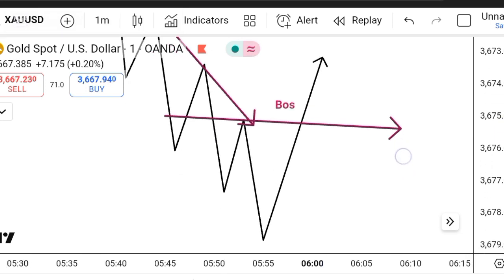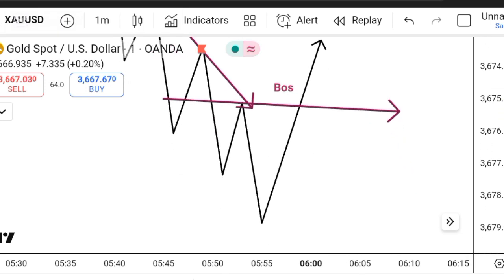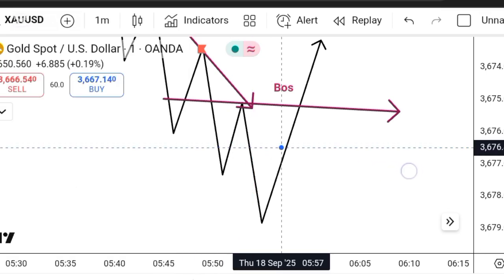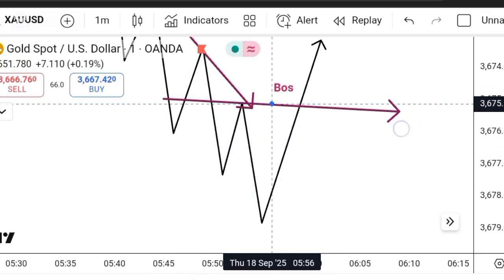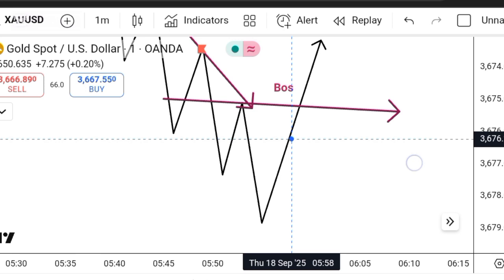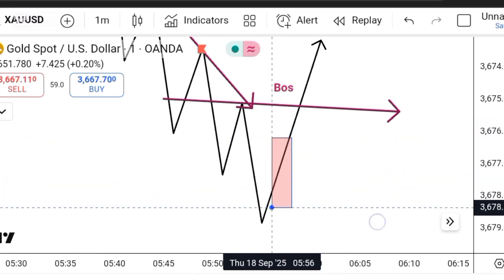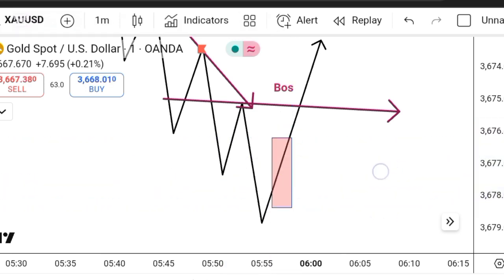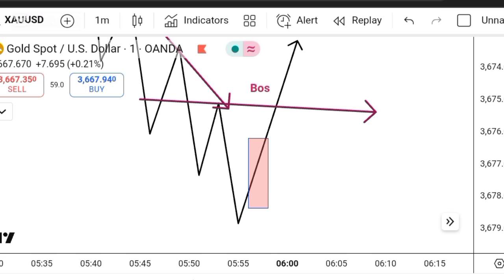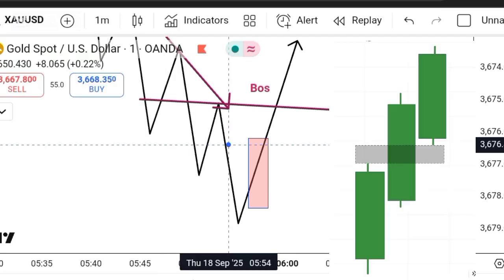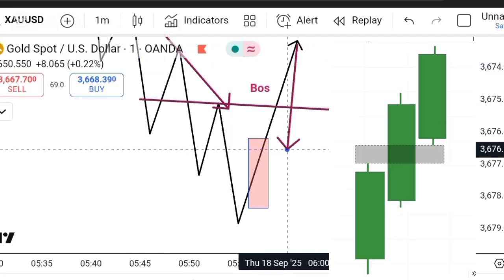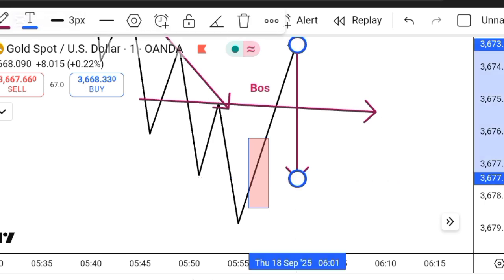Once a structure is broken, you look down to the leg, the zone, which led to the break of structure, and came from. Then inside this leg, you must see an imbalance. Once you find your imbalance, you wait for the market to pull back to that imbalance. Once the market pulls into this imbalance, you have to move to your 1 minute.